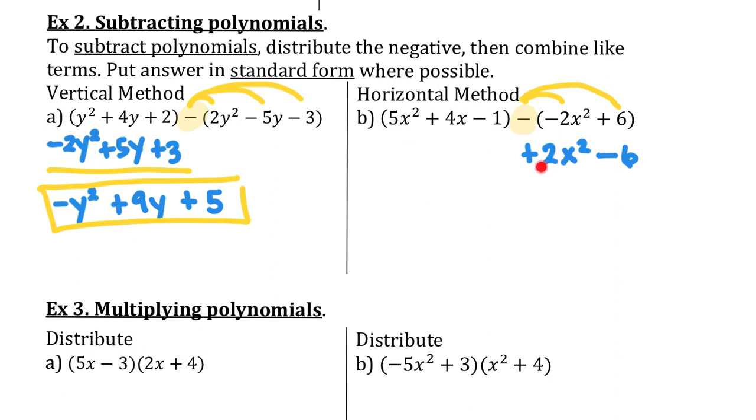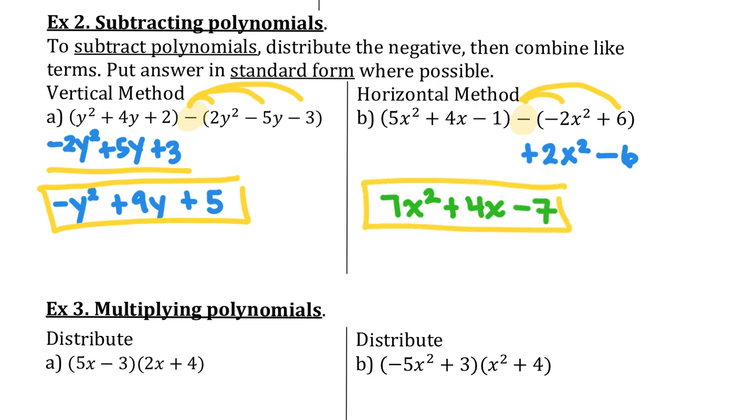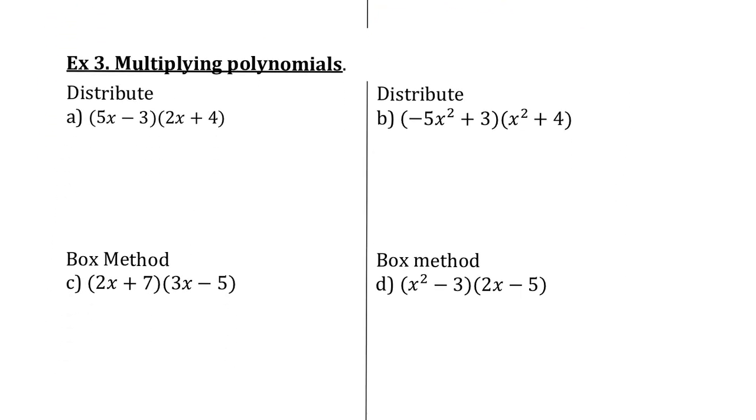I have the 5x squared and the 2x squared, which is 7x squared. I have the 4x, and the 4x has no like term, so I'm going to keep it 4x. And then the minus 1 and the minus 6 give me minus 7. Okay, the method you choose is up to you. Just be really careful with your like terms and then your positives and your negatives.